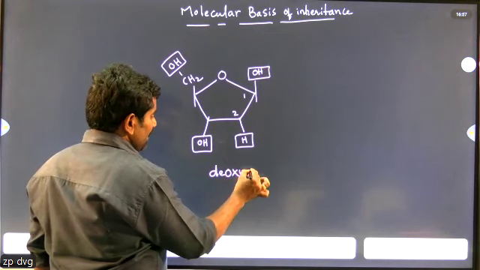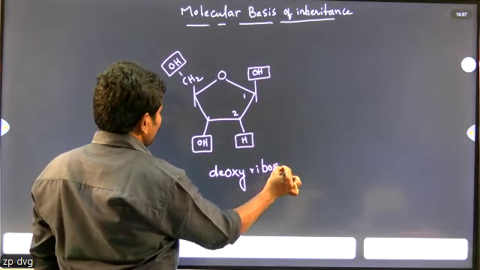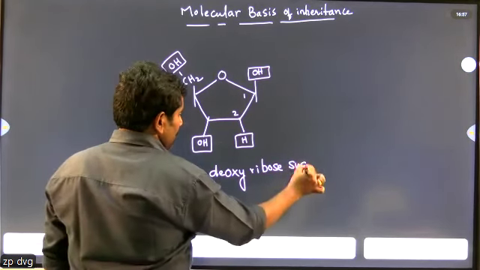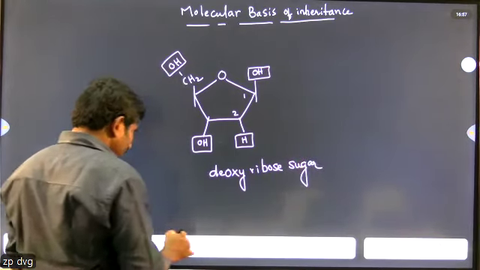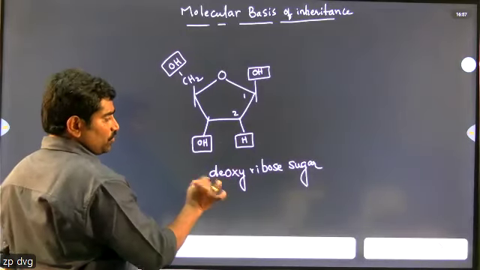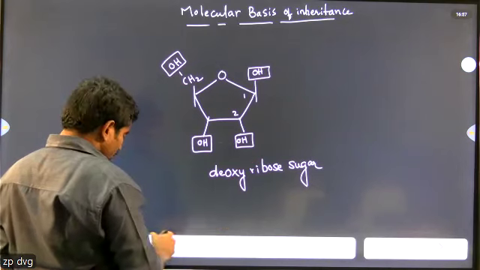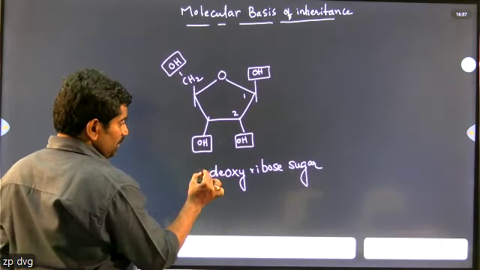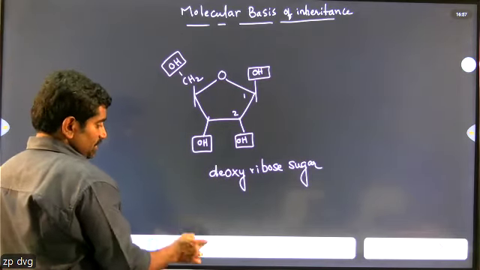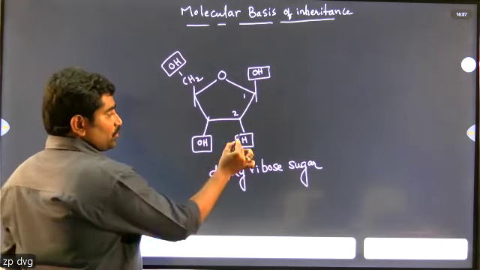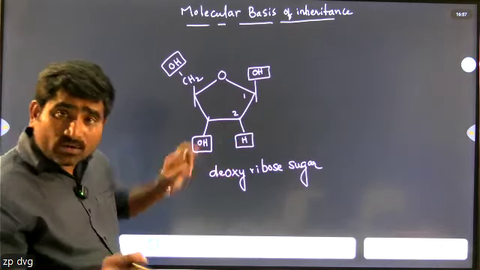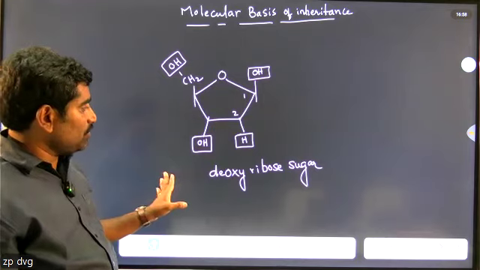Listen, let's see the difference between deoxyribose sugar and ribose sugar. Deoxyribose sugar means the OH group won't be there. If the OH group is there, then we have to remove the deoxy, and then this will be ribose sugar. For example, if you see this, this is deoxyribose sugar. Here the OH group is absent, and only hydrogen will be there. So this is deoxyribose sugar.